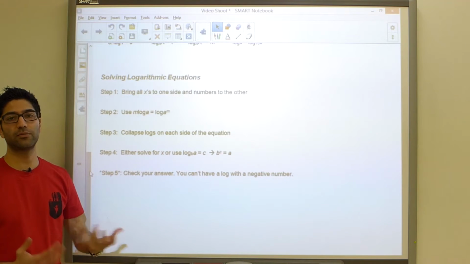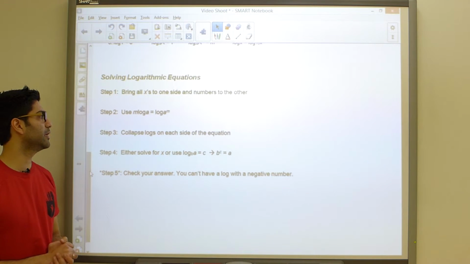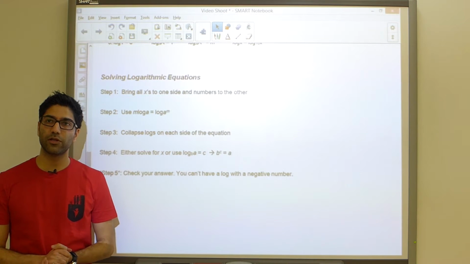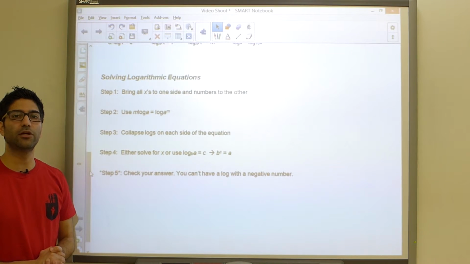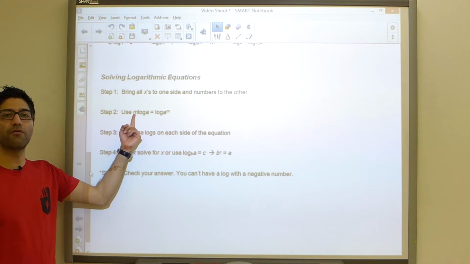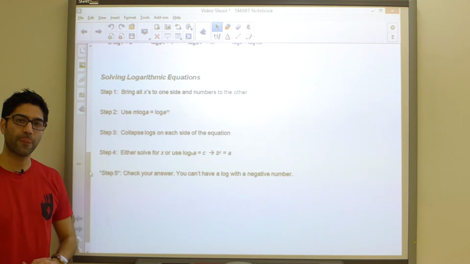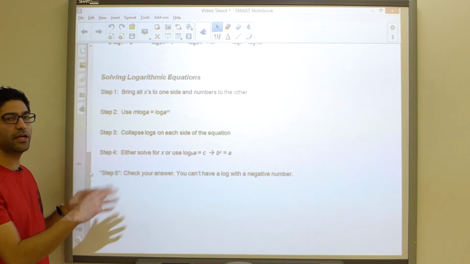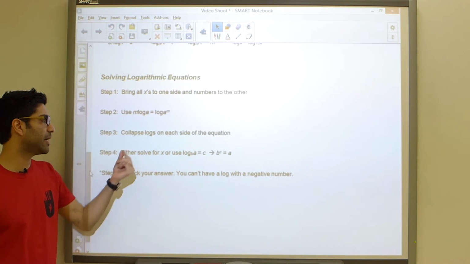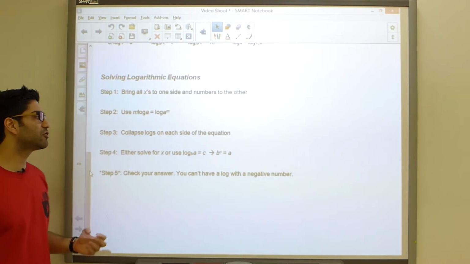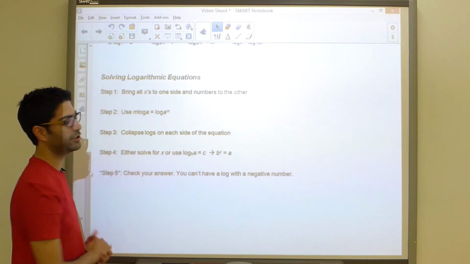So x is on one side, terms containing x on one side and everything else on the other. The second thing we're going to do is apply that first property we learned about: if you have a number or a coefficient in front, that is allowed to become a power, we're going to do that. Next, we'll have two sides of the equation and we're going to collapse both sides. We're going to combine every log we possibly can and try to have only two terms left over.